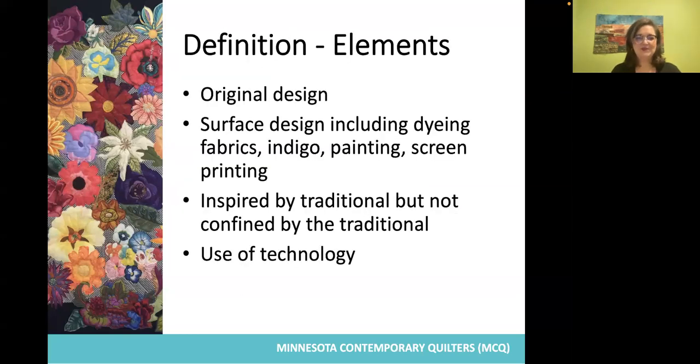So some key elements from those three different definitions are that we're talking about original design. We're talking about surface design, which could be dyeing of fabrics, indigo, painting, screen printing. It's inspired by traditional, but not confined by the traditional. And also the last thing is the use of technology.